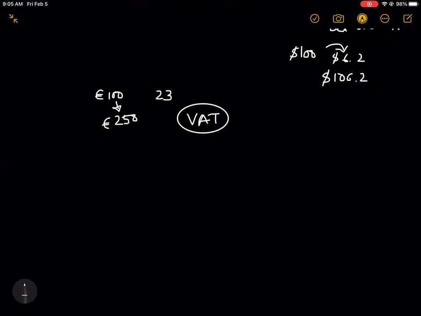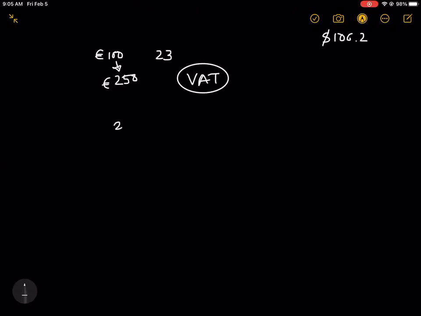Would you multiply 250 by 0.23? Okay, so 250, you're saying by 0.23. And why do you think we should do that? I mean, what made you think that? Because that way you're taking 23% out of 250 euros.